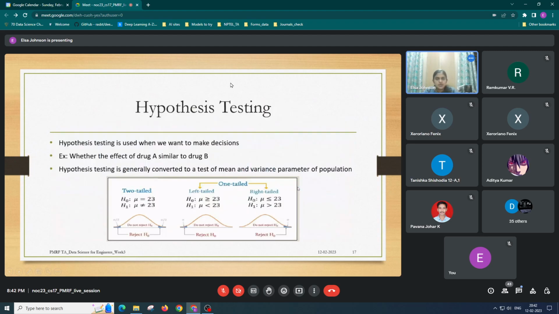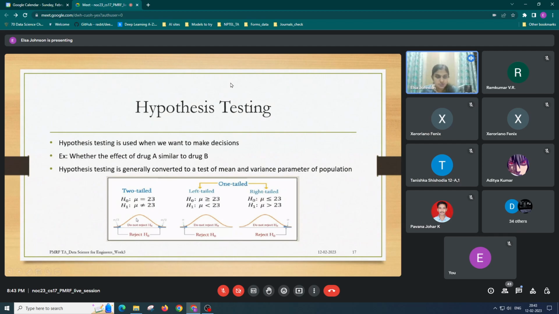Now, hypothesis testing. This is also present in your week 3 slides. Hypothesis testing is used when we want to make some decisions, for example whether the effect of drug A is similar to drug B. If you want to find that, then you can use hypothesis testing. Hypothesis testing is generally converted to a test of mean and variance parameters of the population. There are two-tailed and one-tailed hypotheses.